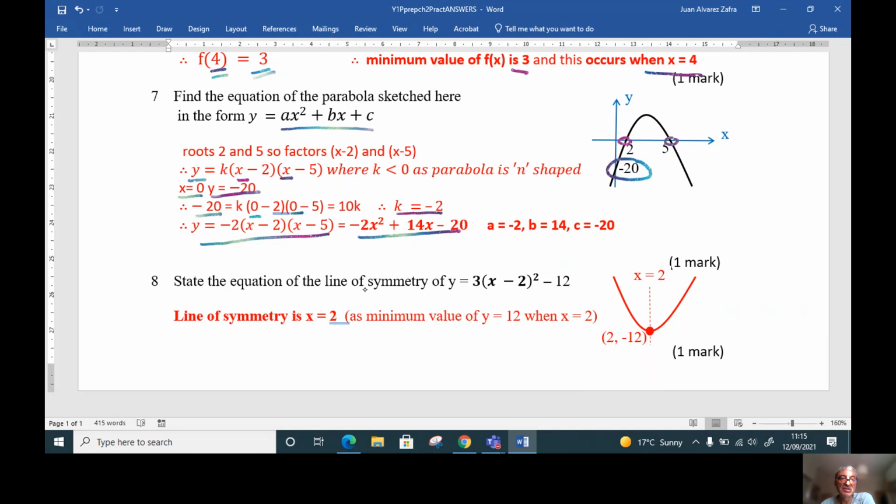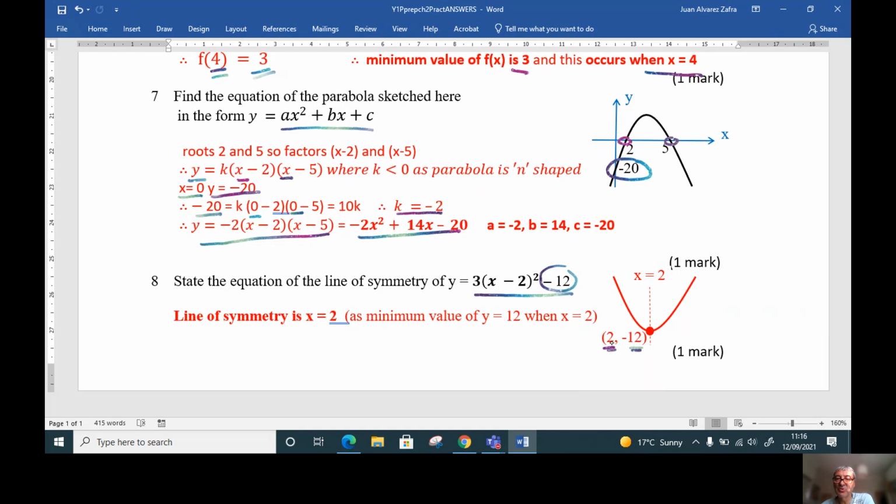Now we have for question 8, state the line of symmetry of this completed square form. Now from the argument we had in question 7, we can see that the turning point of this will be when x is 2, with a minimum of minus 12. Yes, so that bit there. And because parabolas are symmetrical, they will be symmetrical about the line of symmetry, of course, but that line of symmetry goes through the minimum point.